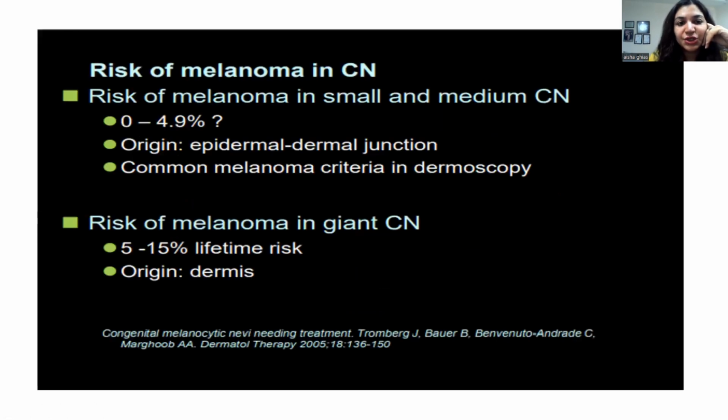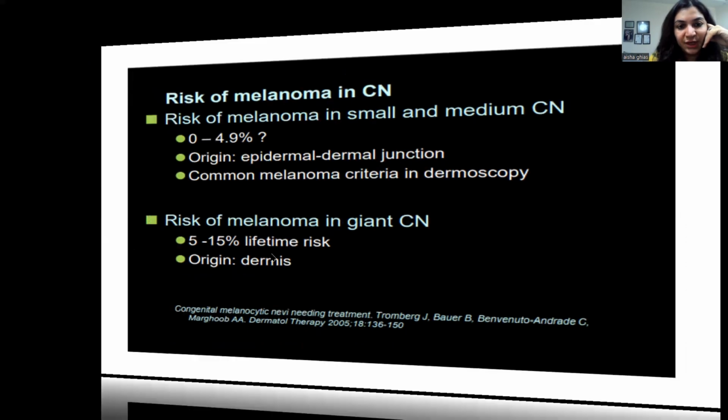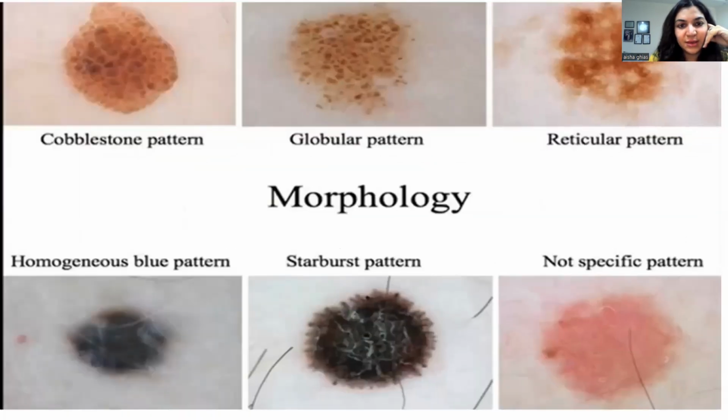Risk of melanoma in congenital nevi is in small and medium, it's almost 0 to 4.9%, but in giant nevi, it's almost 16% lifetime risk. 5 to 15% is the lifetime risk. So we really have to see them in detail.